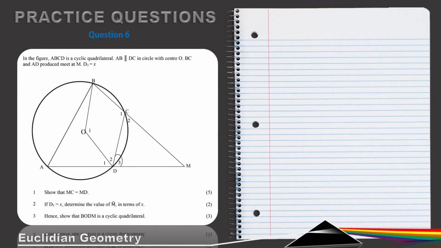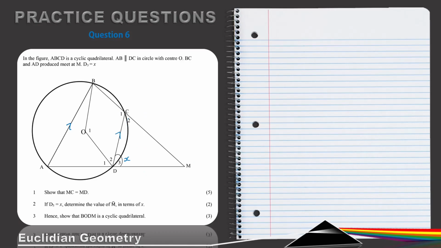Question 6. In the figure, ABCD is a cyclic quadrilateral. AB is parallel to DC, in a circle with center O. BC and AD produced meet at M, and then D3 is X. So D3 is X. Now for question 1, show that MC is equal to MD.